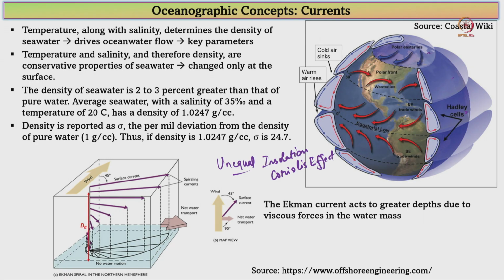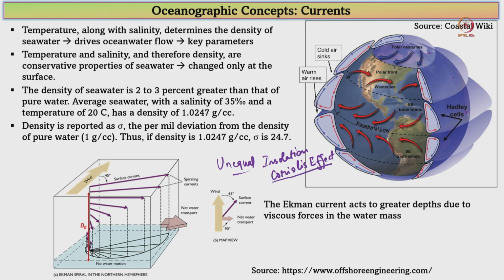What is the Coriolis effect? Now, the earth is tilted and the earth is rotating on its axis, and due to its rotation, there are a centrifugal and a centripetal force continuously acting. Due to the balance of these forces, what we have is this Coriolis effect.